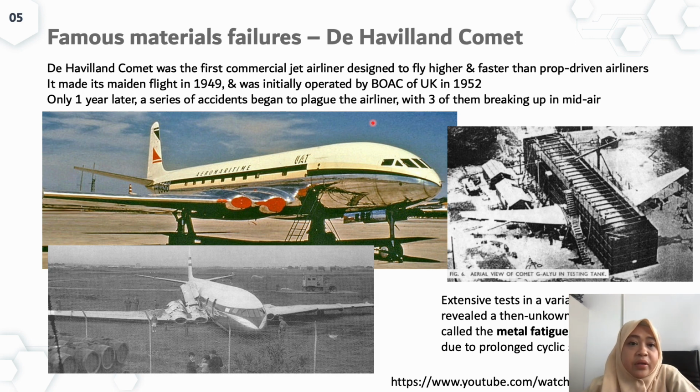Another famous material failure is the de Havilland Comet airplane. It was the first commercial jet airliner, designed to fly higher and faster. In 1949, there was a sudden failure, with the airliner breaking up in the air. It was actually caused by metal fatigue due to prolonged cyclic pressure differences on the ground and in the atmosphere when flying. After a while, the metal fatigue led to the airplane breaking apart.